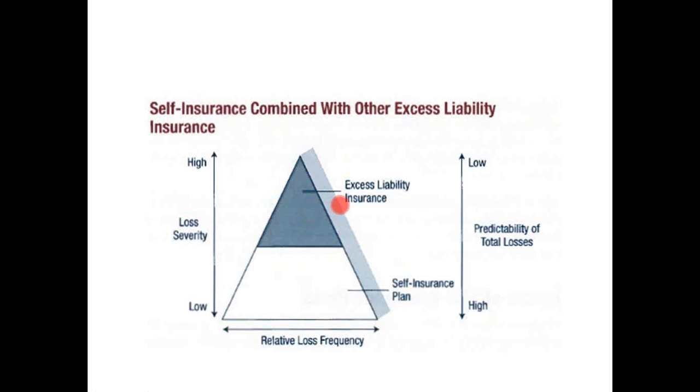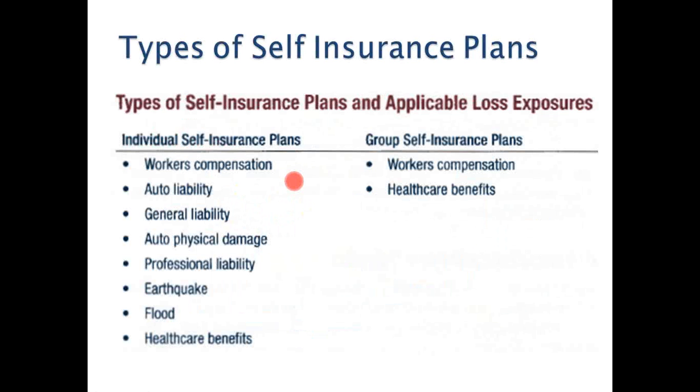And so the predictability of these types of losses is going to be very low, but these are things that would be very high loss severity if they did happen. So that's the thing we typically try to look at. So what are the types of self-insurance plans that you may want to put into a program?